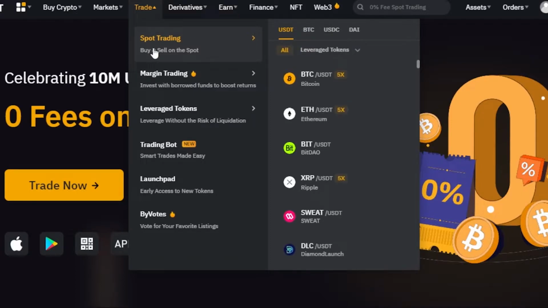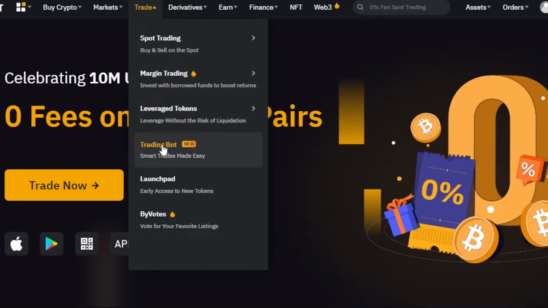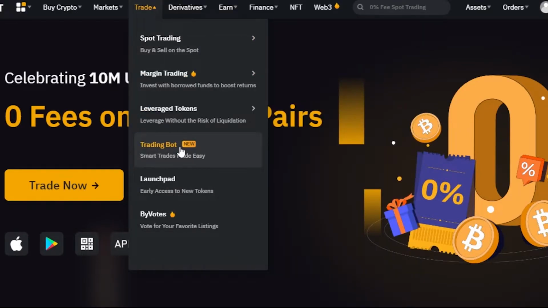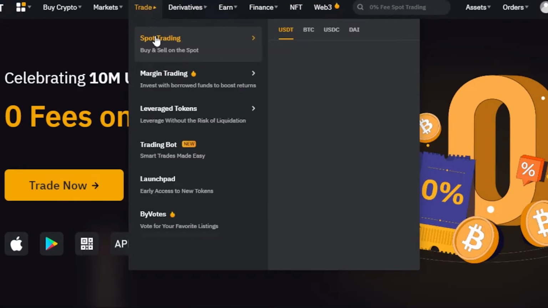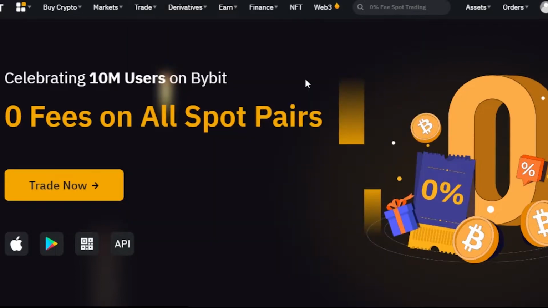On Bybit, we have spot trading, margin trading, leverage tokens, trading bots, and launchpad. So I will show you the spot trading, margin trading, and the trading bots. Then we have earn, finance, and NFT too. So I'm going to open up the spot trading first. With spot trading, we can select a coin first. So I'm going to select Bitcoin from here.